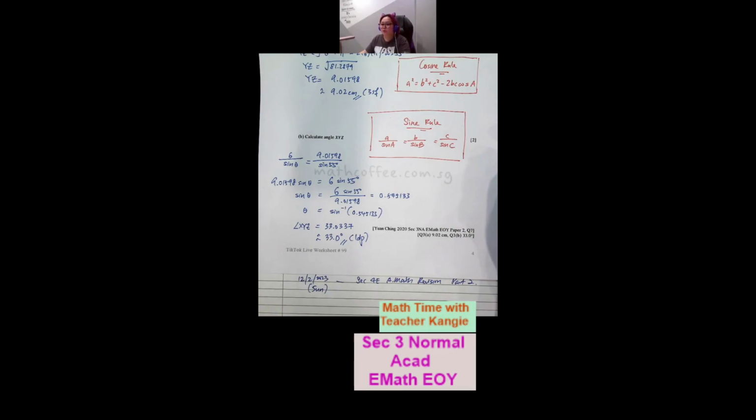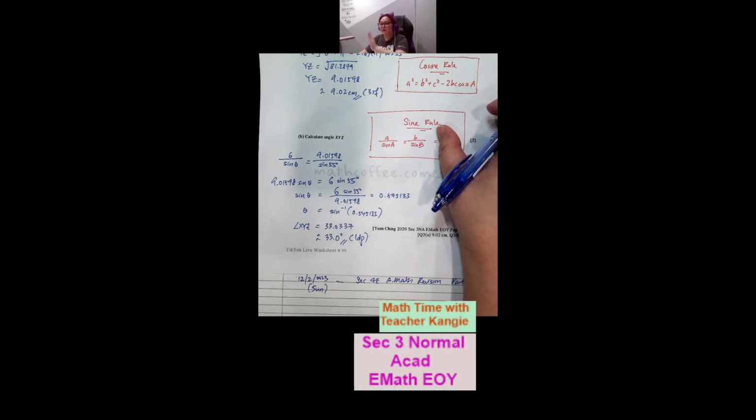Actually, Sec 3 normal acad, they already learned the sine rule, cosine rule. But in Sec 4 normal acad, they learn further trigo. That means the bearing, the elevation and depression, they learn in Sec 4. But the sine rule, cosine rule, they learn in Sec 3. For express, you learn everything in Sec 3.